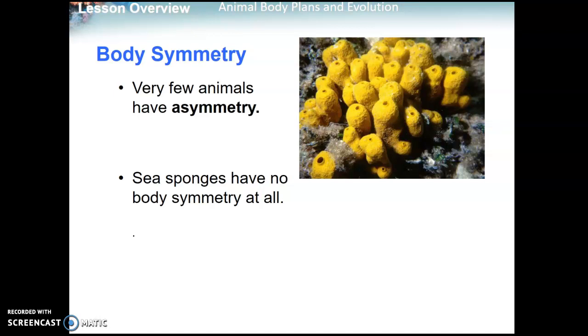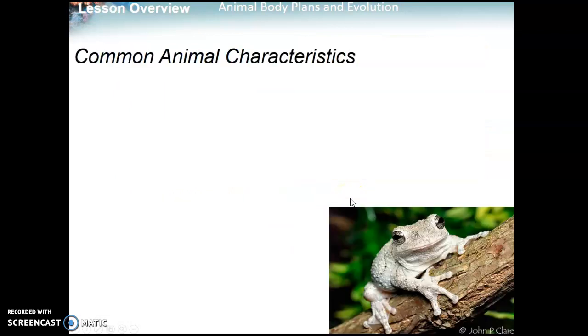Very few animals have asymmetry, which means no symmetry at all. One type of animal that has no body symmetry is a sea sponge. They don't have any matching sides or matching parts.